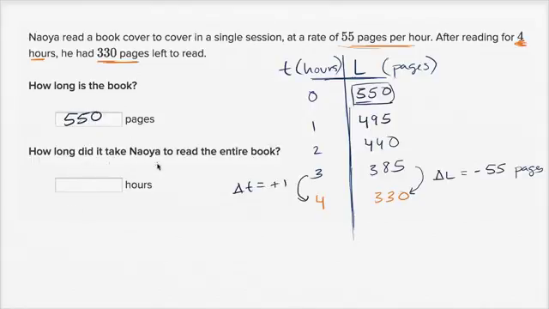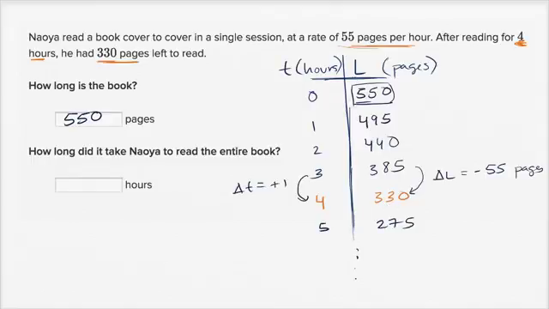But how long does it take Naoya to read the entire book? Well, we could keep going. We could say, okay, at the 5th hour, this thing's going to go down by 55. So let's see, if this goes down by 50, we're going to get to 280, but then if you go down 5 more, it's going to go to 275. And we could keep going on and on and on.